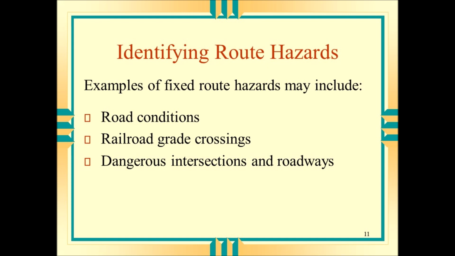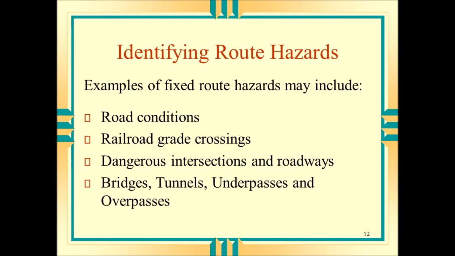Dangerous intersections and roadways, which includes uncontrolled intersections, curves and hills with limited sight distance to intersections, and locations with a high frequency of accidents. Bridges, tunnels, underpasses, and overpasses, where critical factors are bridge weight limits, lane width, and clearance heights.